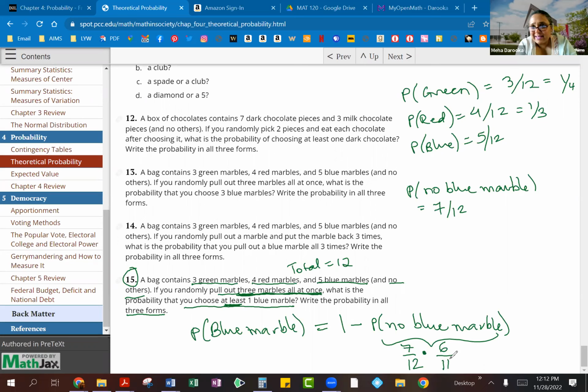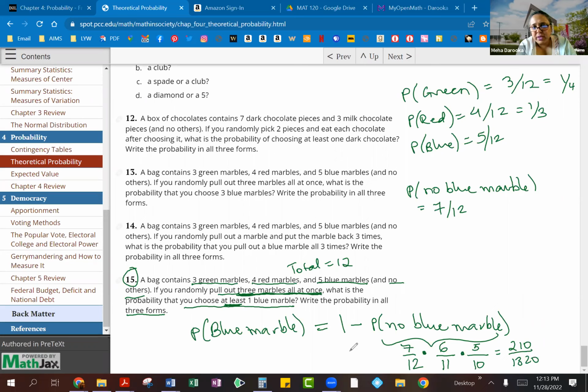That would be one less, right? So 6 out of 11 now. And then for the last one, the third time you do it, of course, you go down by one more again. So that would be 5 out of 10. And whatever this number comes out to be, let's see, 7 times 6 times 5. And then, of course, 12 times 11 times 10. Okay, so that should be 1320.